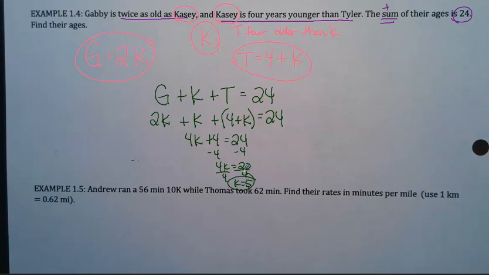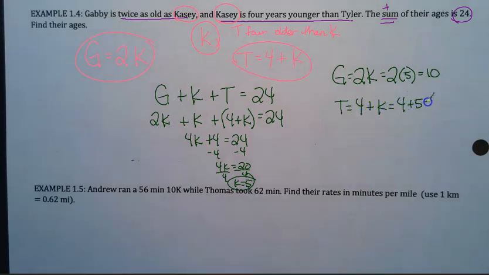Okay, so Casey is 5 years old. We can find Gabby's age, right? Gabby is twice as old as Casey, so she's 2 times 5, which is 10. Tyler is 4 years older than Casey, so that's 4 plus 5, which is 9. So Casey is 5, Tyler is 9, and Gabby is 10. Pardon me, I got those backwards. Gabby is 10 and Tyler is 9.